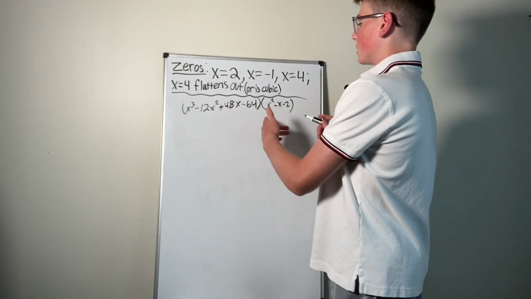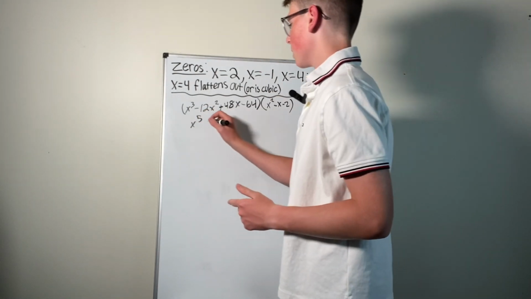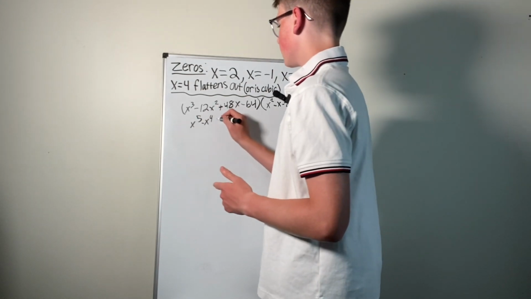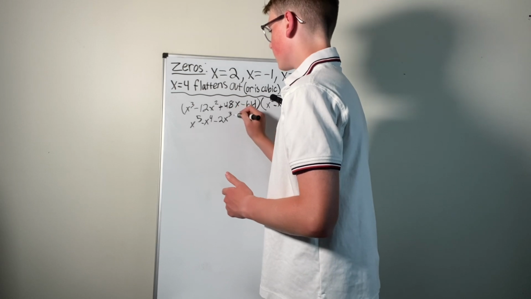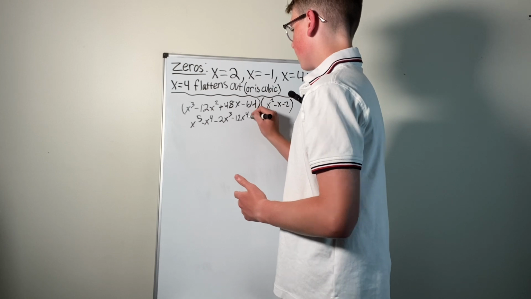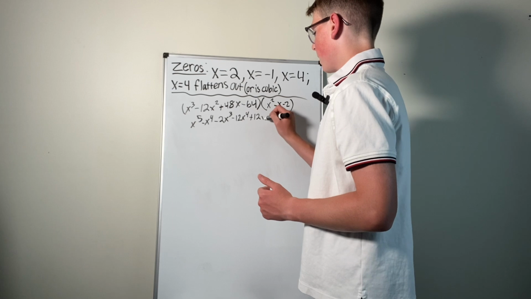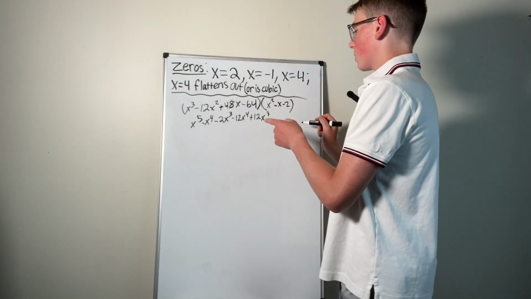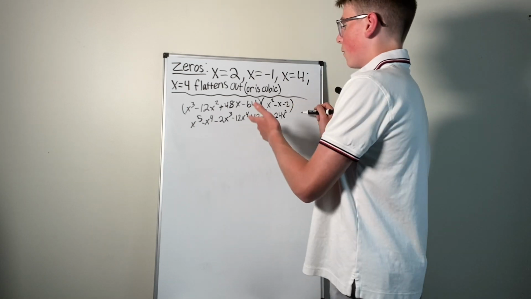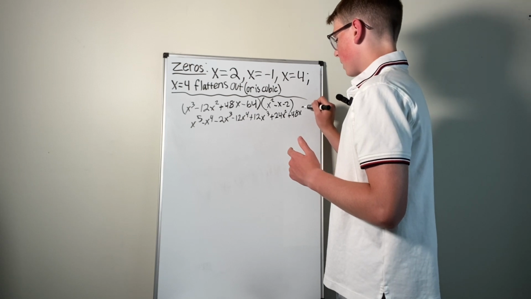So x cubed times x squared is x to the 5th. x cubed times -x is -x to the 4th. x cubed times -2 is -2x cubed. -12x squared times x squared is -12x to the 4th. -12x squared times -x is positive 12x cubed. -12x squared times -2 is positive 24x squared. 48x times x squared is positive 48x cubed.